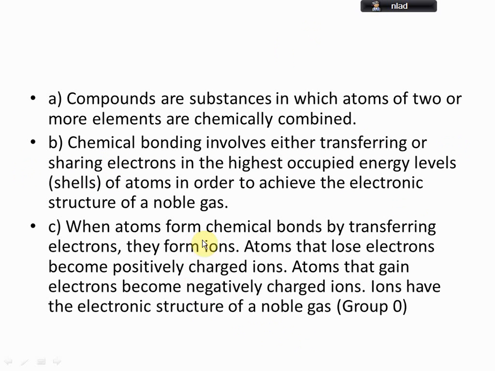When atoms form chemical bonds by transferring electrons, they form ions. So remember, if they're losing an electron, they become positive. If they gain an electron, they become negative. Ions have the electronic structure of a noble gas. So in other words, they have no electrons in the outer shell. This is what they're saying over here. They achieve the electronic structure of a noble gas. The point is, bonding is supposed to get you to a point where you have no electrons in the outer shell, therefore you're stable.